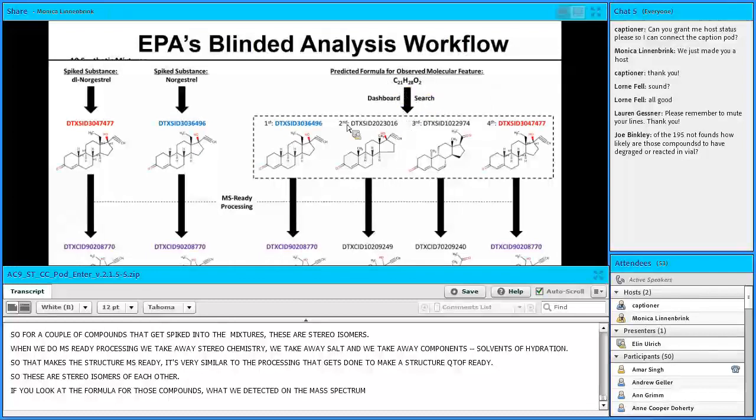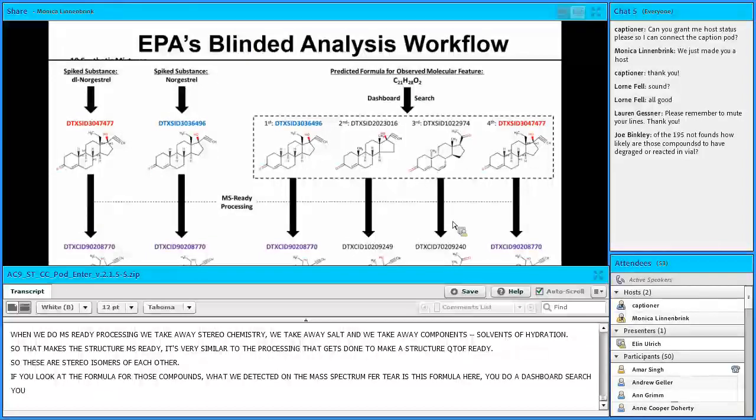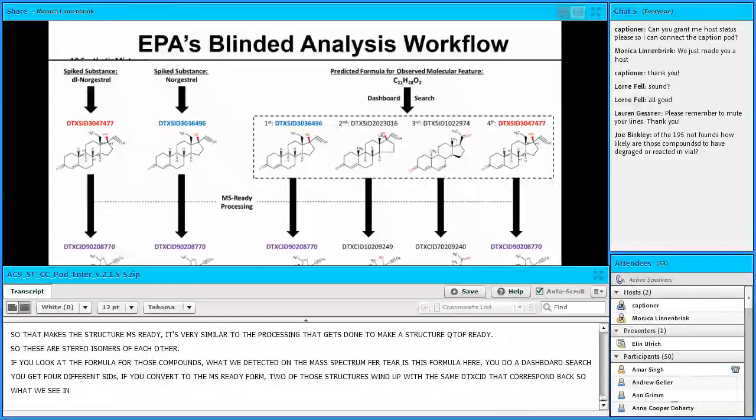If you do a dashboard search, you get 4 different DTX SIDs. If you then convert that to the MS ready form, 2 of those structures wind up with the same DTX CID that would correspond back. So what we actually see in the mass spectrometer correlates to the CID. We can then point that back to the SID and say it's one of these 2 because that's how it got to it. We can't tell the difference in the mass spectrometer.